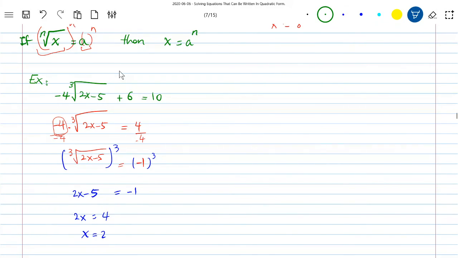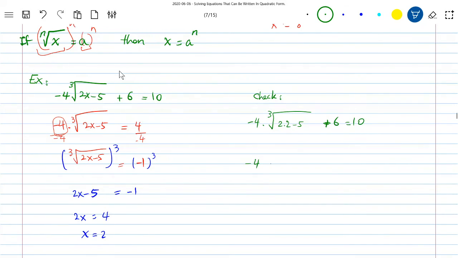So let's try to check the solution. How do I check it? I will go back to the original equation. That's why normally I do not mess up the original equation. Because if you try to cube it here and later on when you look at the equation, you don't really see what was the original equation. So let's try x equal to 2. -4 times cube root of 2 times 2 minus 5, plus 6, is it equal to 10? Okay, underneath the cube root is 2 times 2 is 4, minus 5 is -1.